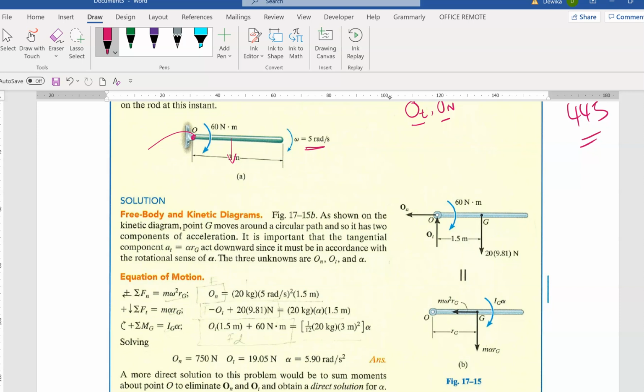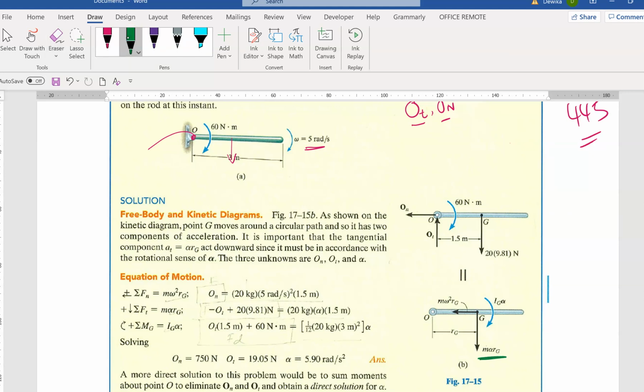First thing to do is, of course, define your axes. You have n and t in this case. That's done, so you draw the free body diagram to show all the forces, because this is a pin. So we have O_n and O_t, and then we have the weight concentrated right in the middle, and then you have the moment. This moment is given in the question, so do not delete anything, just follow it as it is. Then it's equivalent to the kinetic diagram.